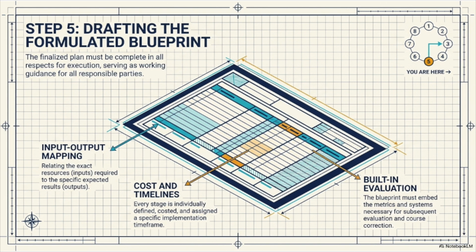The fifth step is the write up of the formulated plan. The finalized plan must be complete in all respects for execution, serving as working guidance for all responsible parties. This includes input output mapping, which relates the exact resources required to the specific expected results, cost and timelines, where every stage is individually defined, costed, and assigned a specific implementation timeframe, and built in evaluation, meaning the blueprint must embed the metrics and systems necessary for subsequent evaluation and course correction.